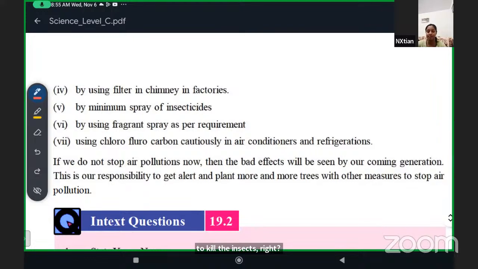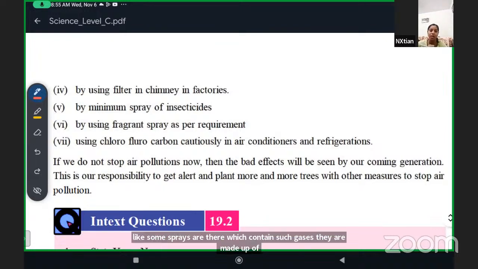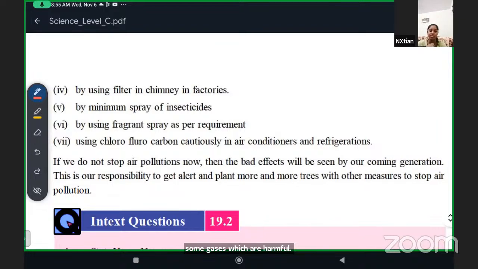We should use it less, and use fragrance spray only as per requirement. Some sprays are made up of some gases which are harmful for the environment. Then, using chlorofluorocarbon cautiously in air conditioners and refrigerators.